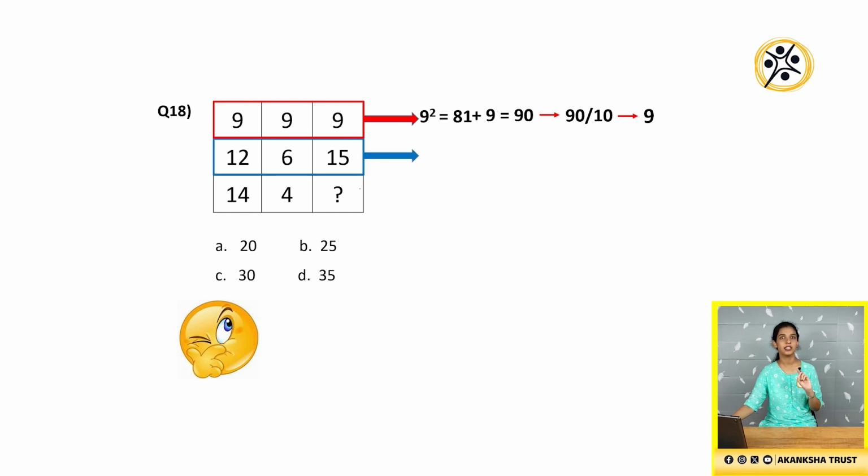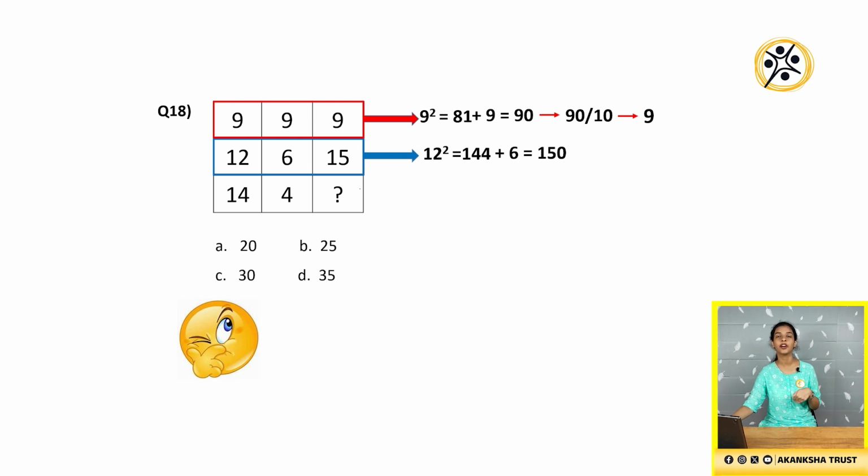So let us establish this rule through the second row entries as well. That is 12 square, 144. When you add it with the second row entry, that is 6, you get the answer as 150.